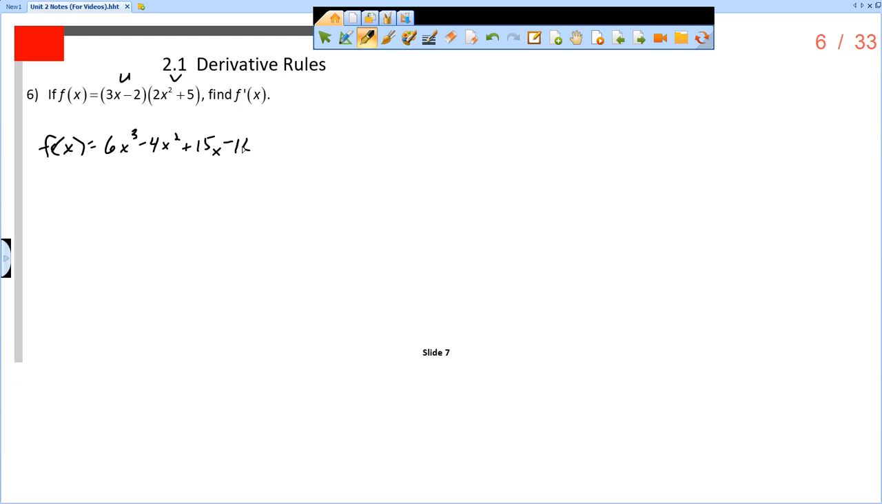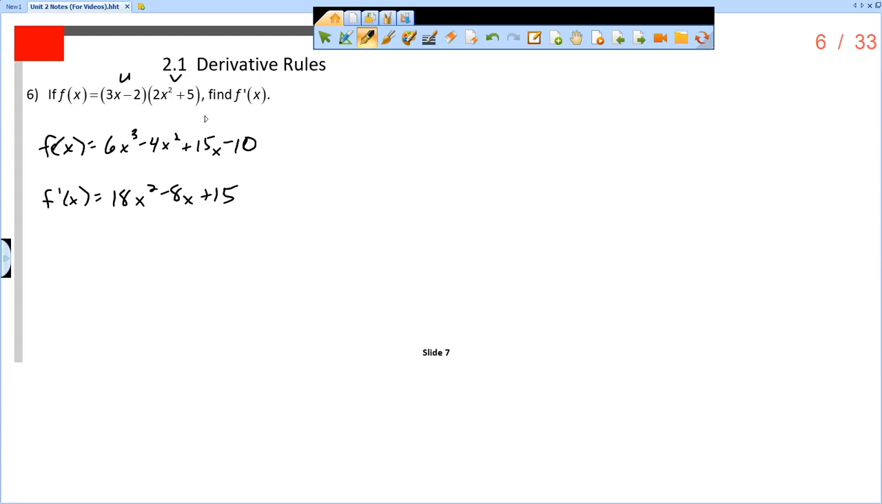All right, so now I'm going to take the derivative of this. Notice I write f of x equals. Now I'm writing f prime because now I'm applying the derivative rules. 6x cubed would be 18x squared minus 8x plus 15. All right, so that's our derivative. Now that way is pretty easy.